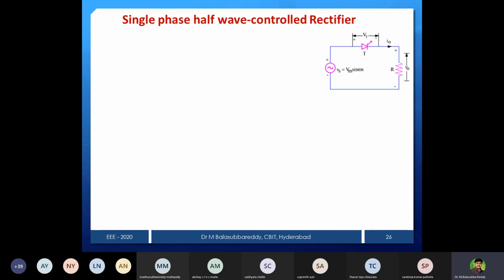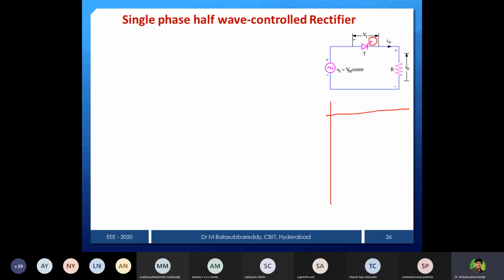And now, instead of a diode, I now use a thyristor. The previous circuit and this circuit differ only in this. Earlier it was a diode. The circuit is the same. Maybe I used a transformer there. It's not required. We can directly give the supply and we'll get this.